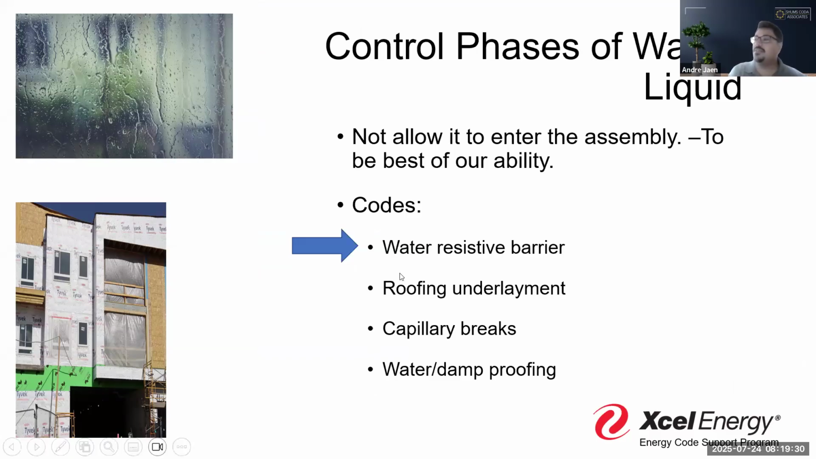So in order to do that, we use water resistive barrier. We can also use a roofing underlayment. That's a perfect example of doing that just from a different direction with different materials. Capillary breaks is another one, right? So that's going to be things like our sill seal and ways to prevent that moisture from the concrete from penetrating into the rest of the assemblies.